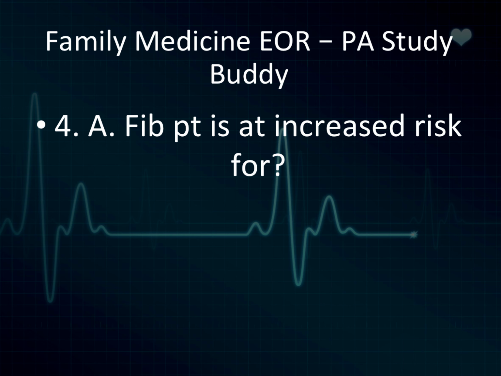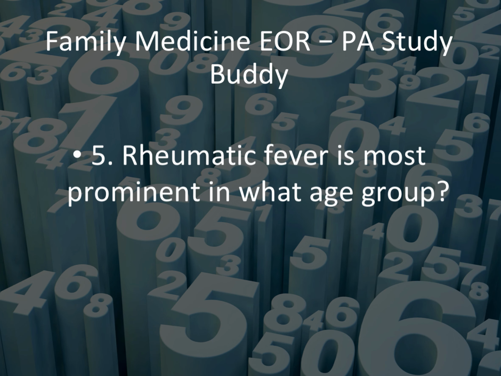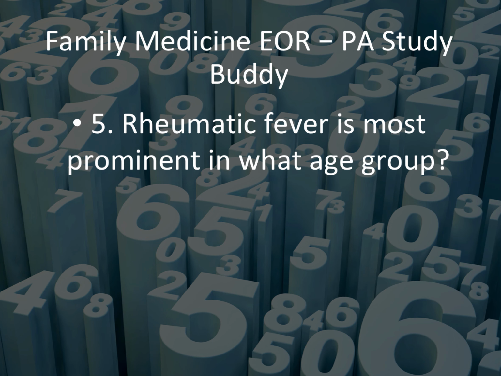Question number 4. AFib patient is at increased risk for what? So if we think about atrial fibrillation, you know the heart rate is greater than 100 to 120, maybe more. And with that much blood being spun that much faster in the atrium, there's possibility of forming clots. And with every clot, you know there is an increased risk for stroke. Question number 5. Rheumatic fever is most prominent in what age group?